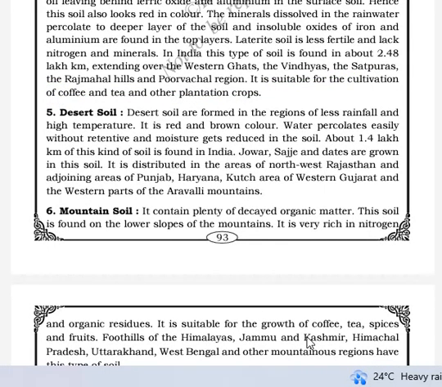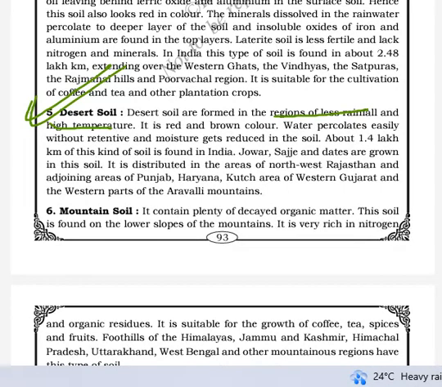Now let's come to the desert soil. From the name itself, we can understand that desert soil will be present in the desert areas of Gujarat, Rajasthan, those areas. Desert soils are formed in the regions of less rainfall and high temperature. So where do we get the desert soil? Where there is less rainfall and the temperature is very high. In that area only desert soil can be found.